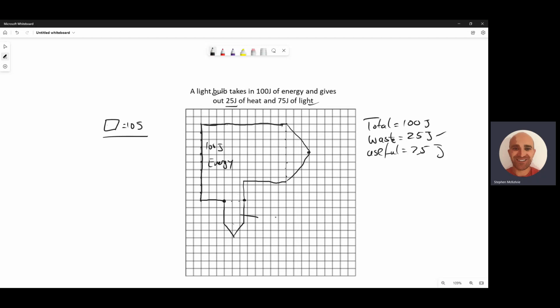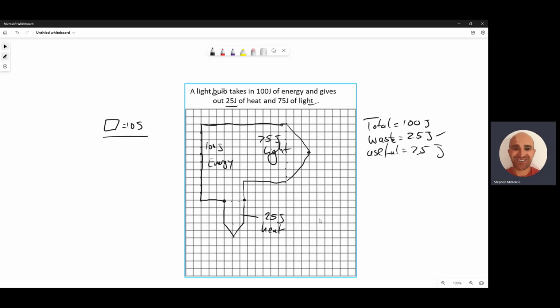This is quite a small one, so I shall say 25 joules of heat. So I can draw an arrow for that. I can draw a label for it. And then I can say 75 joules of light.